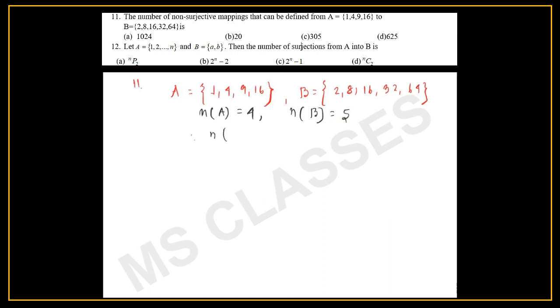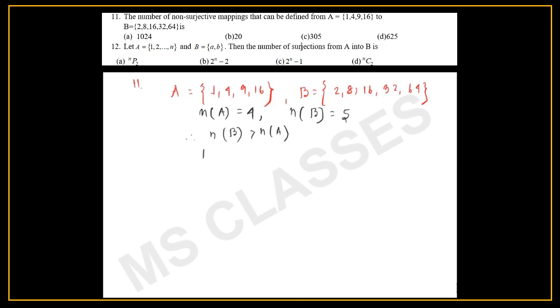Set A is having 1, 4, 9, 16. Number of non-surjections, or you can think of this as the number of into functions. Set B: 2, 8, 16, 32, 64. Now here what is n(A)? n(A) is equal to 4. What is n(B)? n(B) equal to 5. Therefore, n(B) is greater than n(A).